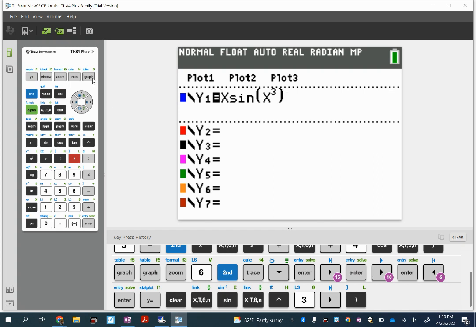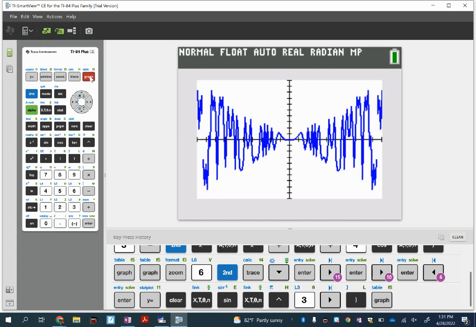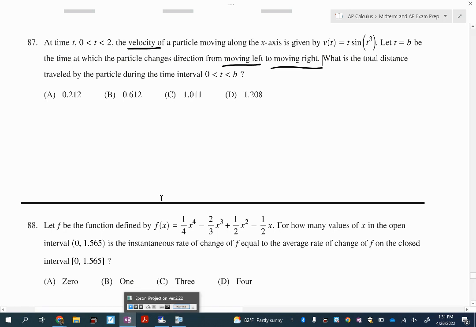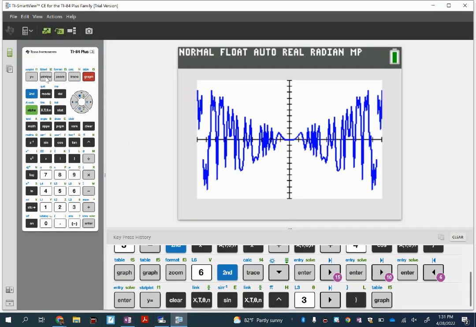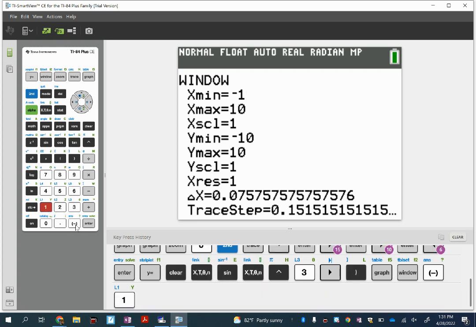Okay, let's hit graph. Whoa. There it is. Did you guys get that? Now it's hard to see here. You'll notice on the problem, it says 0 to 2. Do you see where it says time t 0 to 2? So I'm going to click window, the top left. I want to focus on 0 to 2. So for x, I'm going to use the min is -1. Make sure when you're clicking -1, you do the button that's next to enter. And then my max, I'm going to use 3. Just go past it a little bit. And then hit graph again.